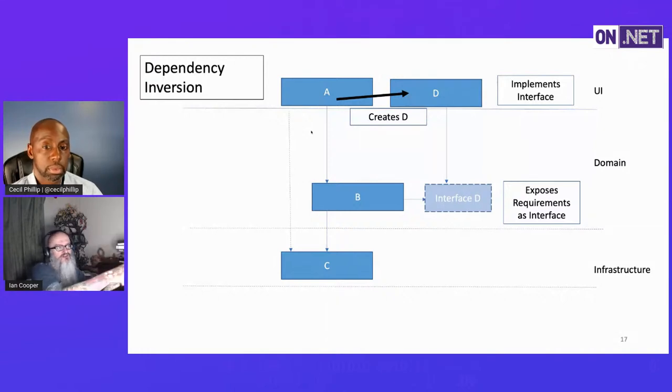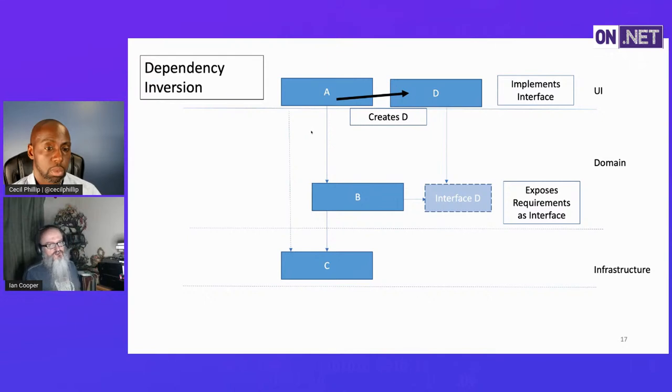And A or D, whatever, can create an instance of that D and pass it down. D could do it itself, right? But I can pass an instance of that item down the stack to B. That's all dependency inversion is, and that's what it was originally built for, the idea in a layered architecture. You can't create this thing that lies above you. Something has to get passed into you.